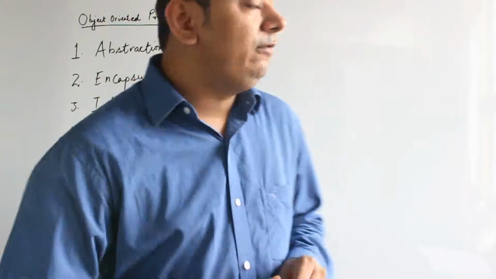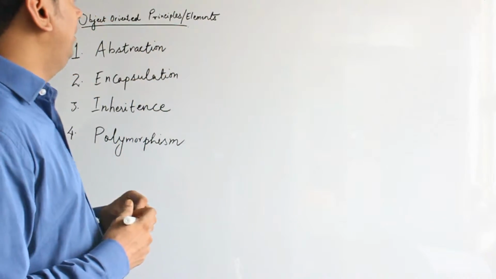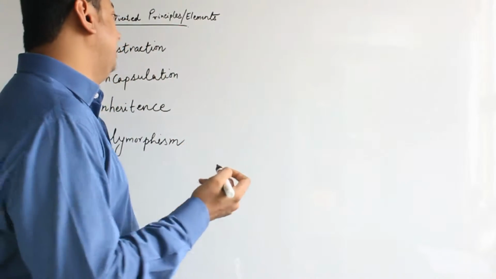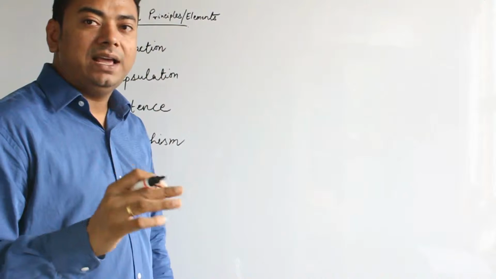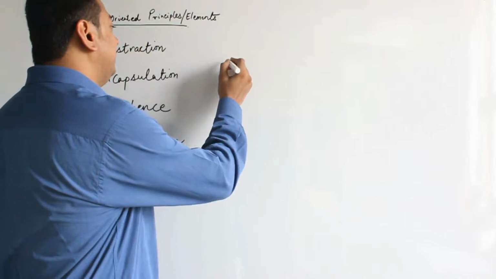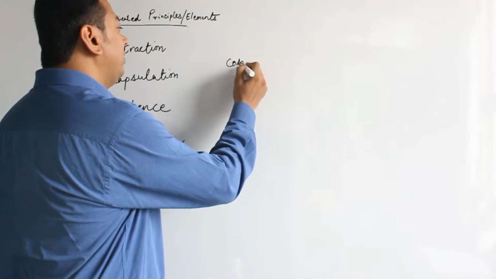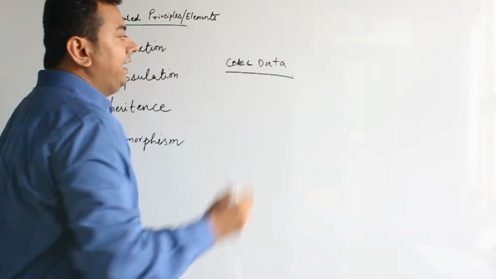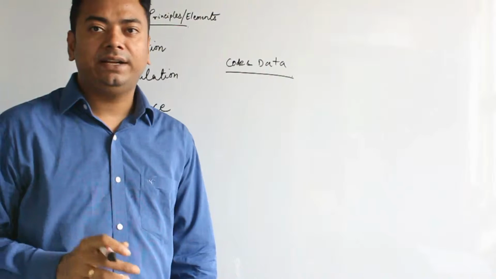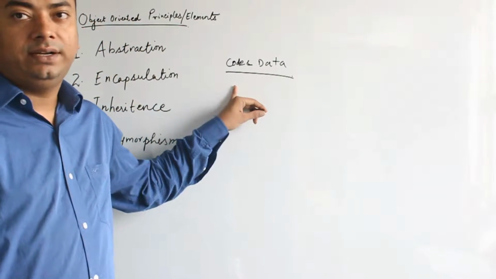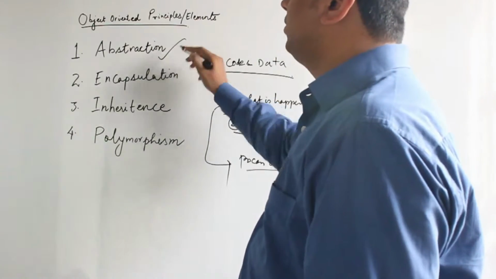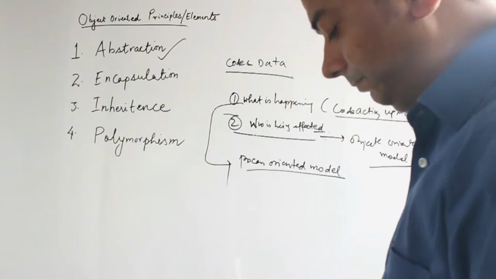Before we start, we should know that any program has two important key elements. What are they? Code and data. Any program which you write has two main key elements, that is the code part and the data part. So let's talk about abstraction. What is abstraction?